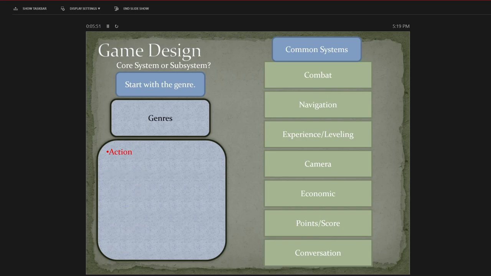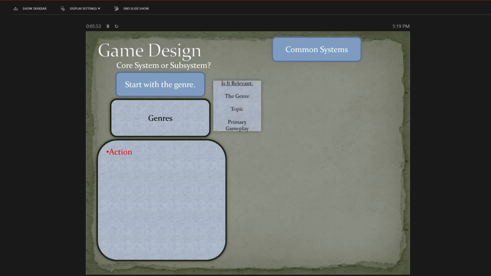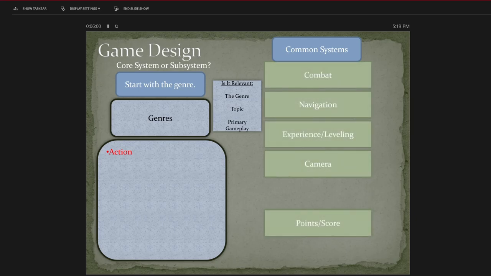Let's start with an action game. Remember, here is our cheat sheet. Is it relevant to the genre, topic, and primary gameplay? In an action game, here are some of the common systems. There's often combat, almost always. Navigation, experience and leveling, more common these days than it has been in the past. The camera system, sometimes relevant, sometimes not if it's a 2D platformer. And the points and scoring system, which some games don't have at all.